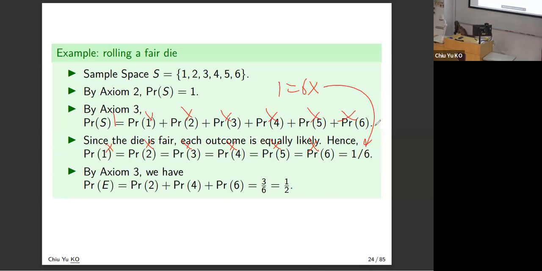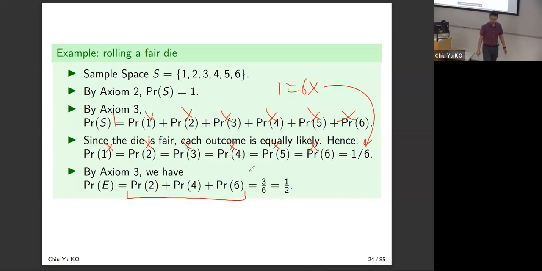Okay, and that means that we know everything. You know how to calculate. Suppose I want to ask what is the probability of an even number, which consists of 2, 4, and 6. Then you just add it up, right? Because that is axiom 3. So here we have a definition. We define the die as fair, so that's why we can add them.